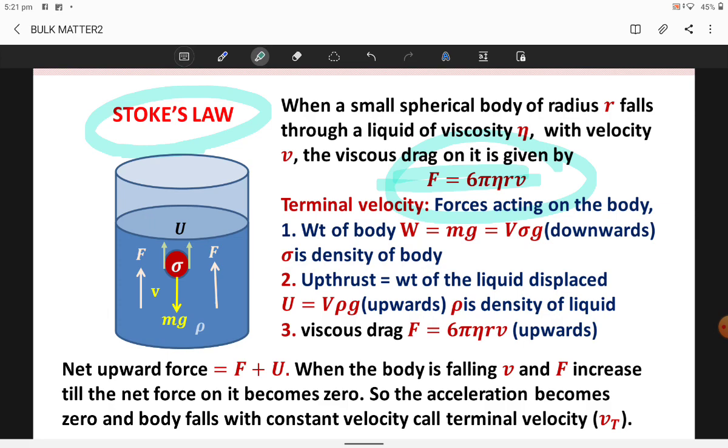But from our syllabus point of view, the derivation of this formula does not come under our syllabus, so we are not going to cover it. We should just know that this is the Stokes law. The force is given by 6 pi eta r v, where r is the radius of the ball and v is the terminal velocity. Now, let's start with the terminal velocity.